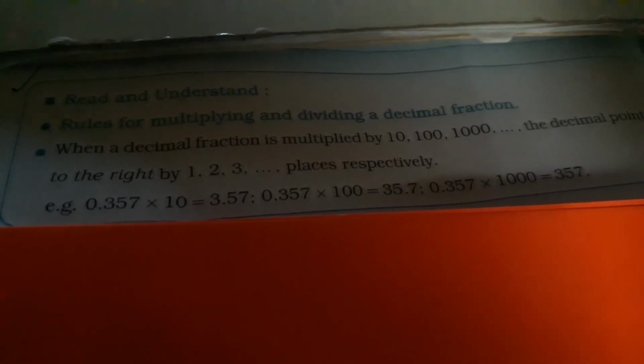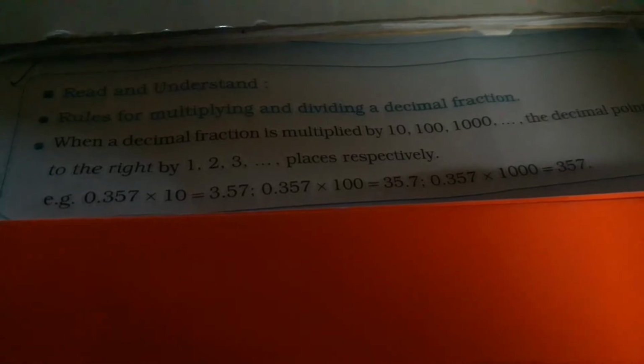Rules for multiplying and dividing a decimal fraction. First, multiplication. When a decimal fraction is multiplied by 10, 100, 1000, the decimal point is shifted to the right by 1, 2, 3 places respectively. See, for example, 0.357. I multiply with 10. So look at the number, I get 3.57.